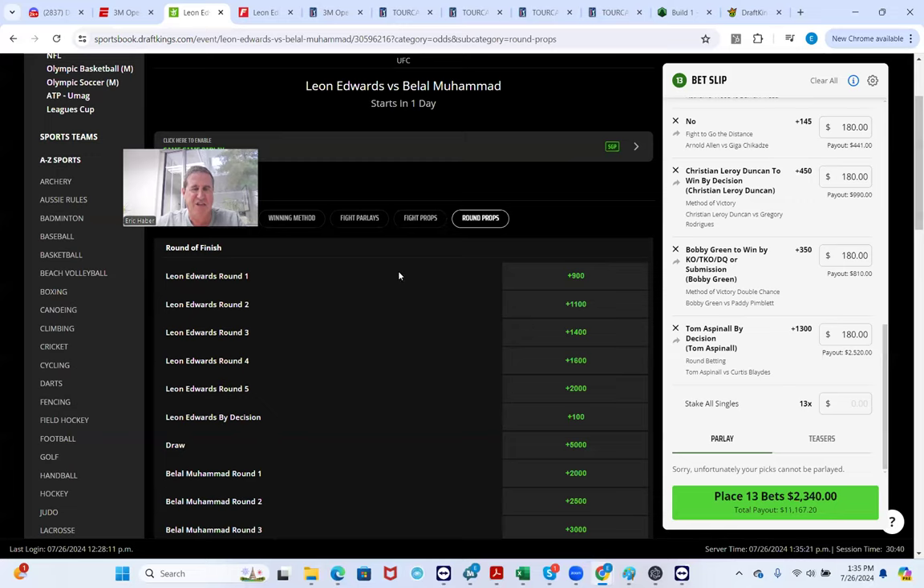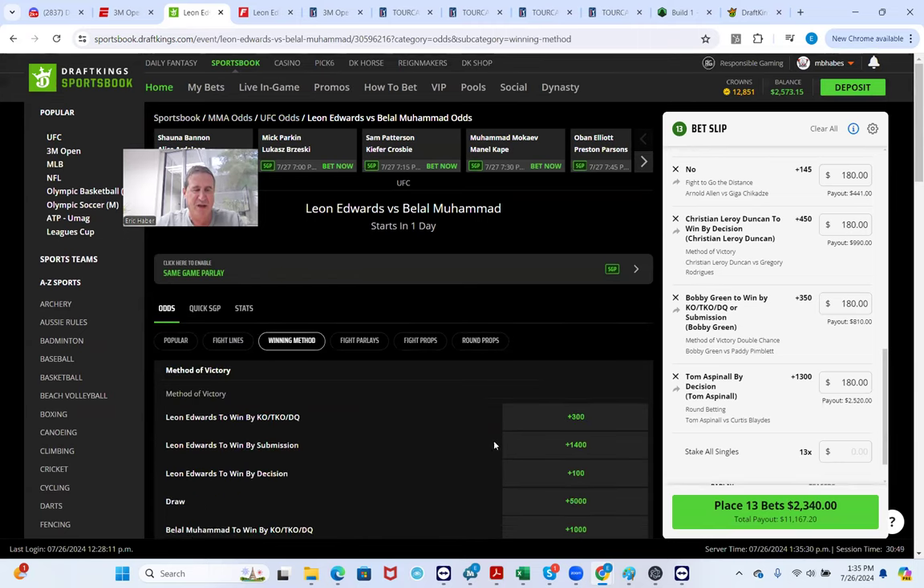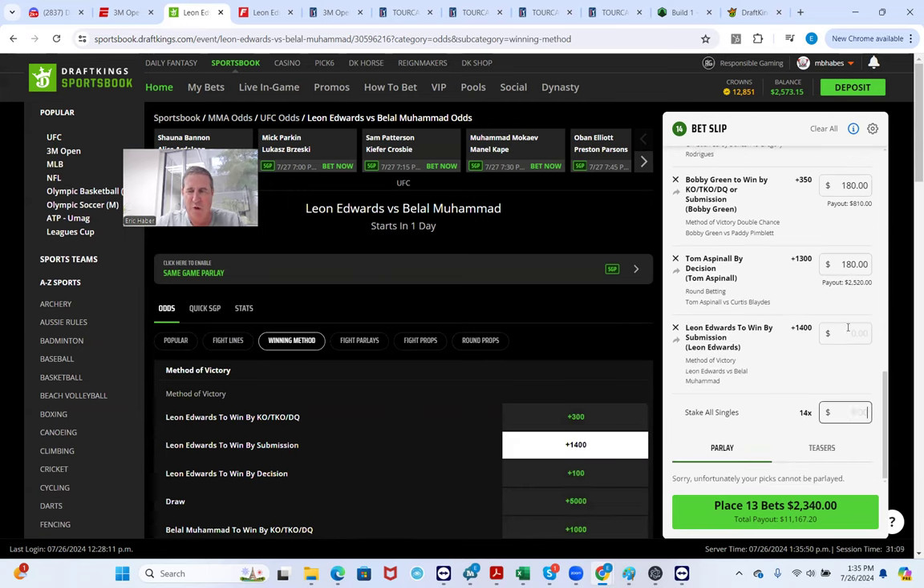Hopefully, Muhammad goes for those takedowns, or he's getting so pieced up on the feet that he does a panic takedown and Edwards just kind of snatches him up. So we're going to do this. Leon Edwards by sub plus 1400 to win all of the money back.